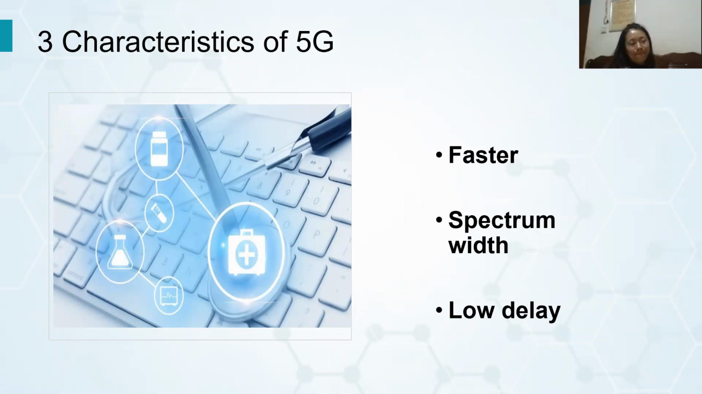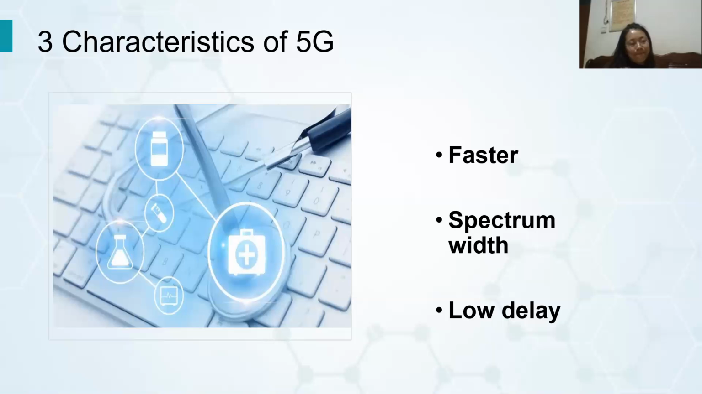The first one is faster. The target speed of 5G system has obvious advantages over 4G systems. The data rate is greatly improved compared with 4G. The next one is spectral width. The high-frequency spectral resource is rich, which solves the problem of spectral resource shortage at present. At the same time, it realizes short distance, very high speed, and stable communication.